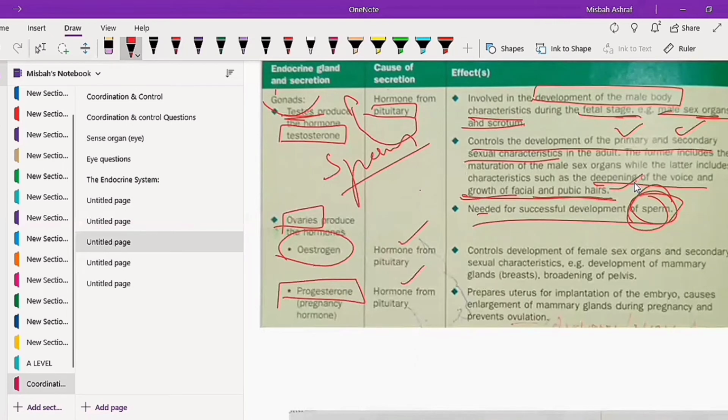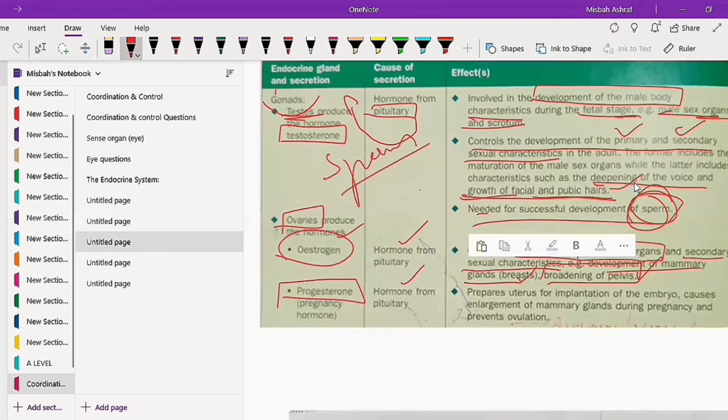Estrogen controls the development of the female sex organs. Sex organs in female, these are the ovaries, and secondary sexual characteristics, which is the development of the mammary glands, or the breast, which produce milk afterwards, and then it's a broadening of the pelvis. Pelvis is our hip bone, in simple words, right? This hip region is known as the pelvic region, so it also broadens or increases in size, and this is because of the estrogen. This helps during delivery, right?